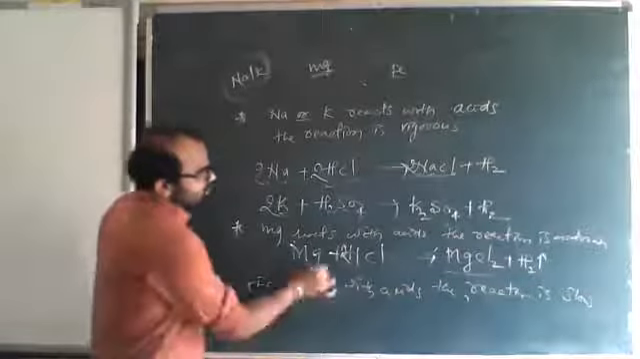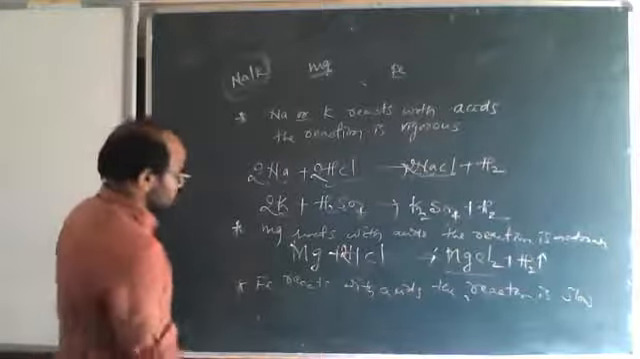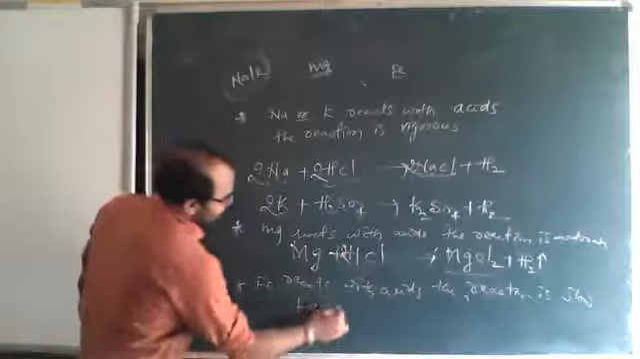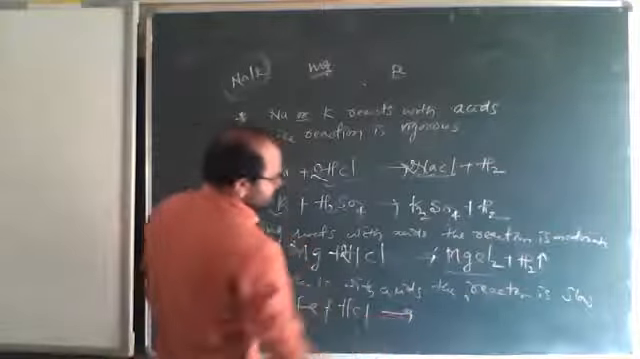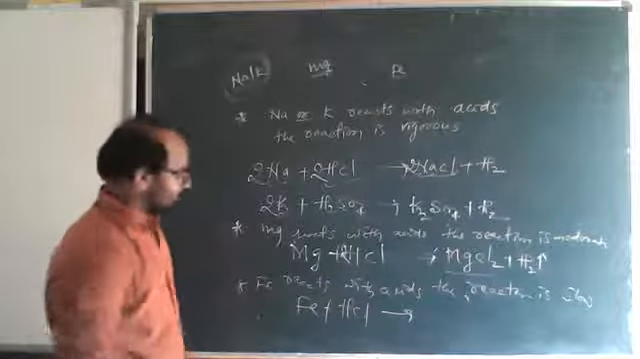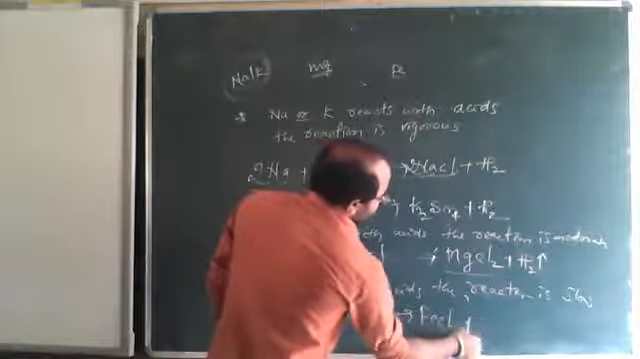Mg plus 2HCl will give me MgCl2 along with liberation of hydrogen gas. Similarly with Fe plus HCl, what will happen? Here the reaction is slow. Same thing: FeCl2 plus H2.